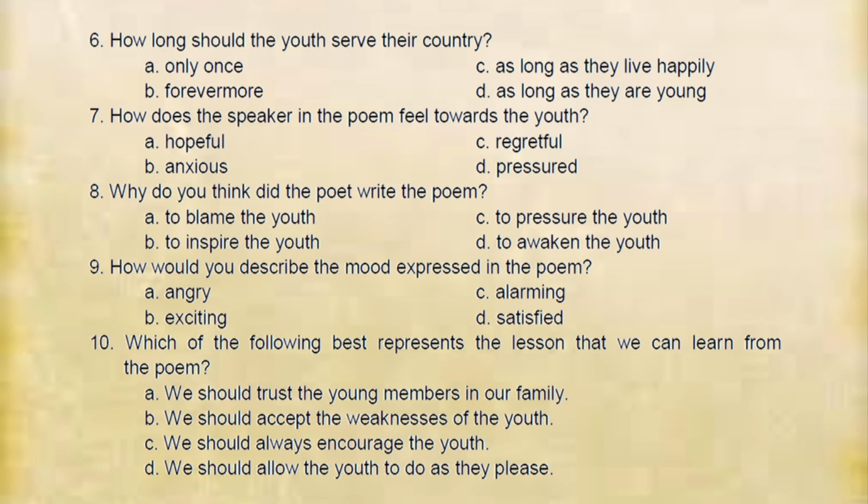9. How would you describe the mood expressed in the poem? A. Angry. B. Exciting. C. Alarming. D. Satisfied. 10. Which of the following best represents the lesson that we can learn from the poem? A. We should trust the young members in our family. B. We should accept the weaknesses of the youth. C. We should always encourage the youth. D. We should allow the youth to do as they please.